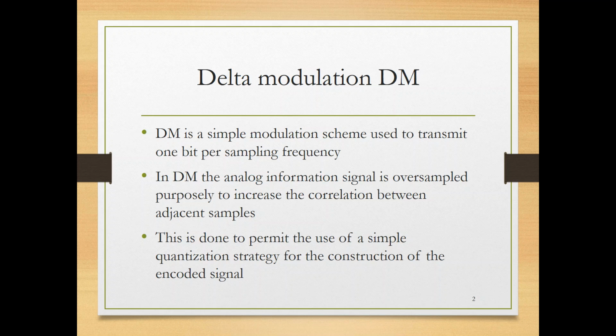So delta modulation basically is a simple, not sophisticated, modulation scheme used to transmit 1 bit per sampling period. At each sample you are sending 1 bit. In delta modulation, the analog information signal is usually oversampled before you start your delta modulation process. The reason for that is to increase the correlation between adjacent samples, and you can make sure that the step function can follow your analog signal. This is done to permit the use of a simple quantization strategy where you can use 1 bit for each sample.